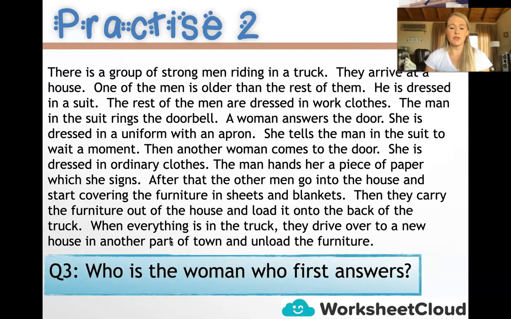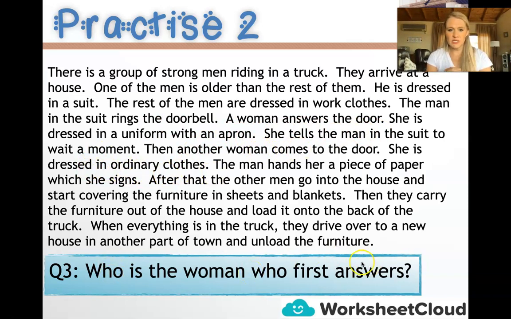Right, question number 3. Who is the woman who first answers? Okay, so now we go back to the text. We look for the clues. A woman answers the door. She is dressed in a uniform and an apron. She tells the man in the suit to wait a moment. Then another woman comes to the door. She is dressed in ordinary clothes.